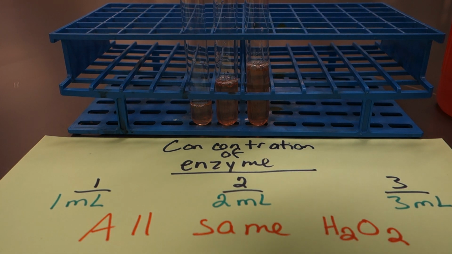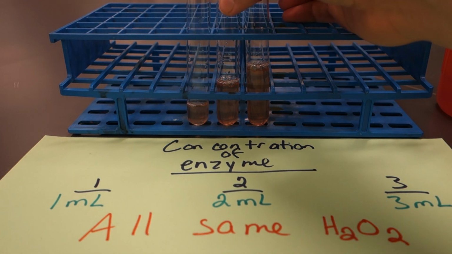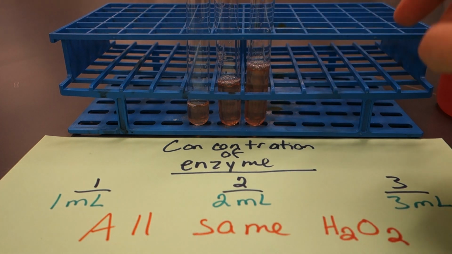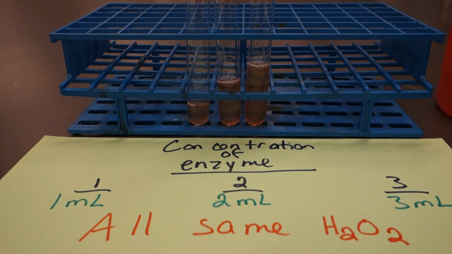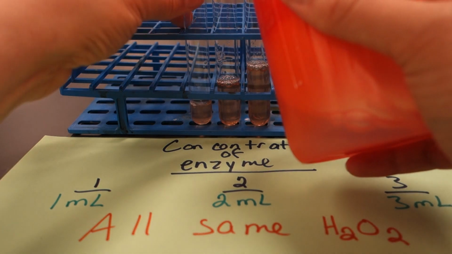You have the catalase, 1 ml of it in test tube 1. You have 2 mls of it in test tube 2, and then 3 in test tube 3. So you can see that there's a different amount of catalase. What we are going to do is add the same amount of hydrogen peroxide here and see which one works the fastest. So we are going to take our hydrogen peroxide and slowly add in about the same amount.